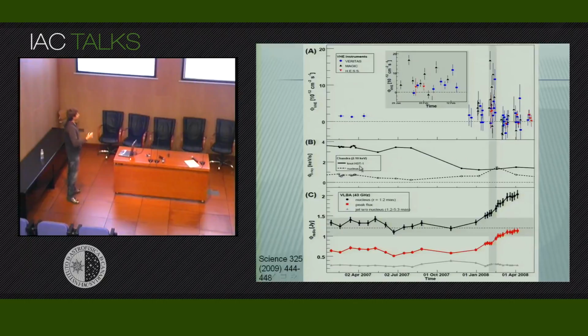So the combination of this gamma ray flare with the other instruments that could resolve the jet was telling us that it must come from the core, and then the time scale of this flare told us it must be a very small region in the core of the black hole, and that was published in Science a year ago.